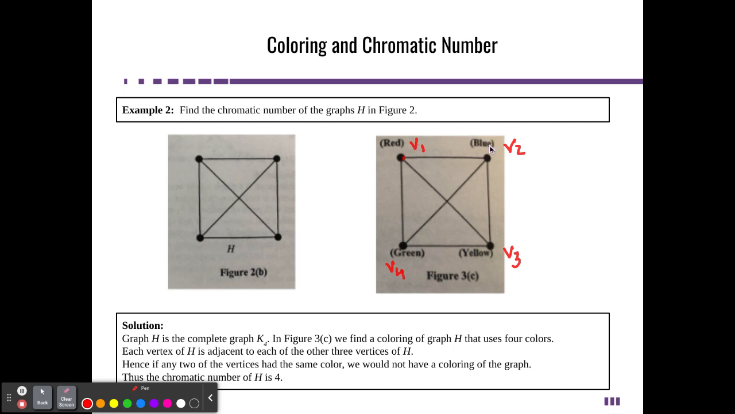Since we have 4 different vertices and each vertex is adjacent to each other, we will need 4 different colors. We can see in this representation, this would be our accurate coloring. Since we have an accurate coloring, we know that our chromatic number for this graph is going to be 4. I'm going to hit pause for 1 second and we'll pick back up with the rest.